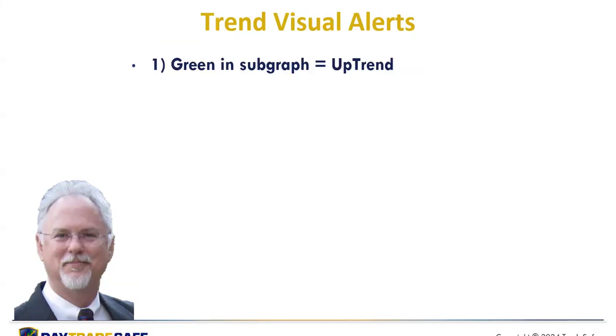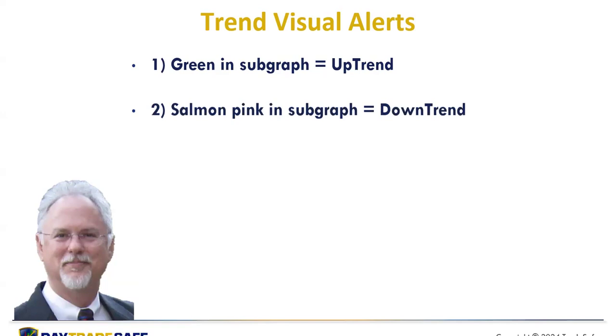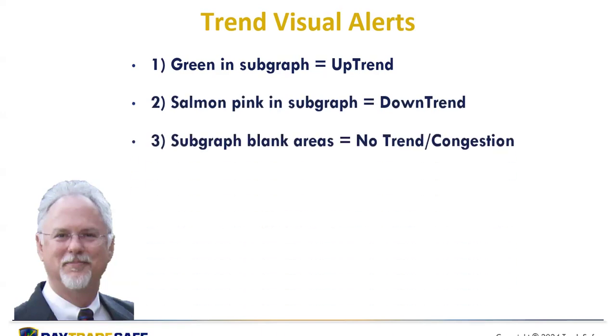So if in that subgraph you've got green, it's an uptrend. Salmon pink, it's a downtrend. If there's no color at all, you don't have a trend, do you? Either the trend isn't viable for some reason, or you are in some kind of real legitimate congestion.